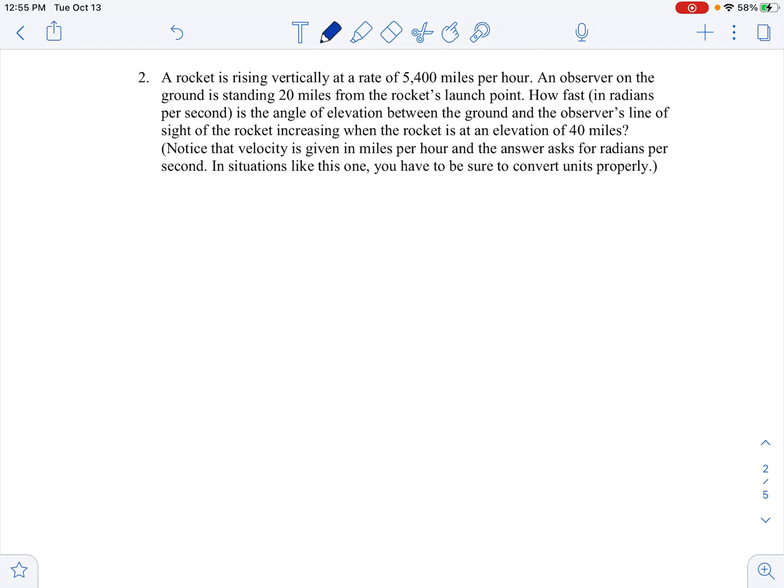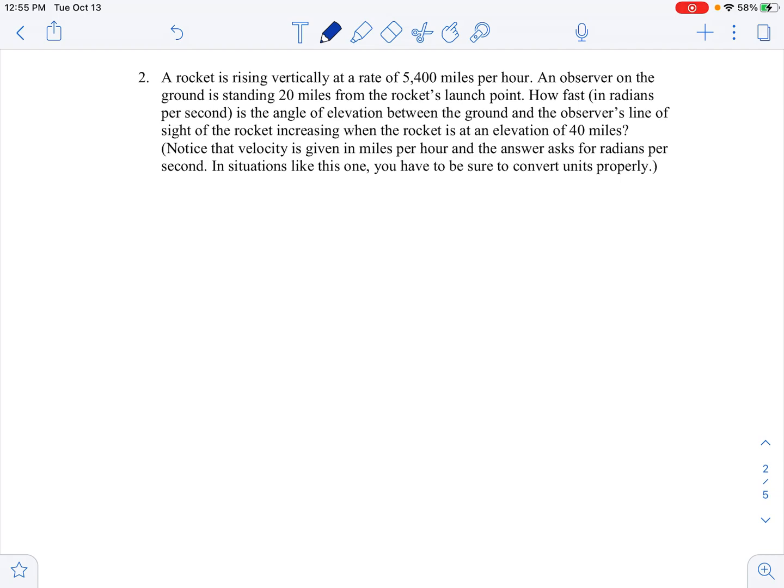A rocket is rising vertically, so straight up, at a rate of 5,400 miles per hour. An observer on the ground is standing 20 miles from the rocket's launch point. How fast in radians per second is the angle of elevation between the ground and the observer's line of sight of the rocket increasing when the rocket is at an elevation of 40 miles?